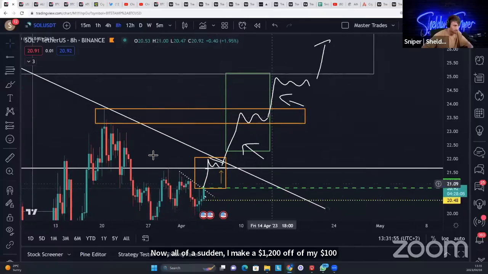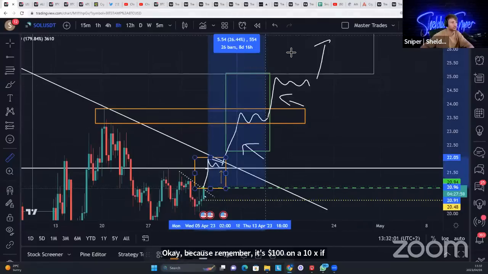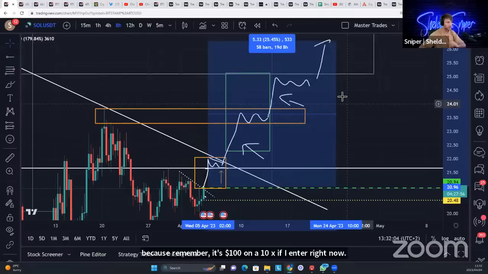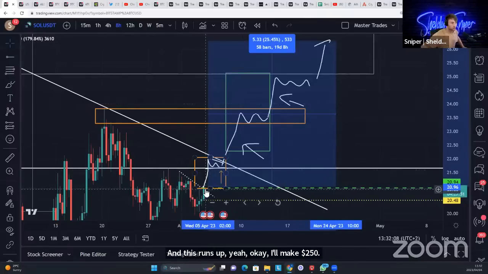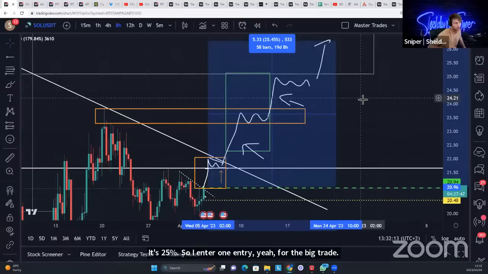What's better? Is it better for me to have my $1,000? Okay, because remember, it's $100 on a 10x. If I enter right now and this runs up here, okay, I'll make $250. It's 25%. So I enter one entry here for the big trade. My best scenario, I make $250.